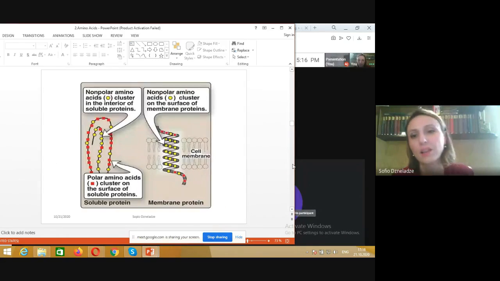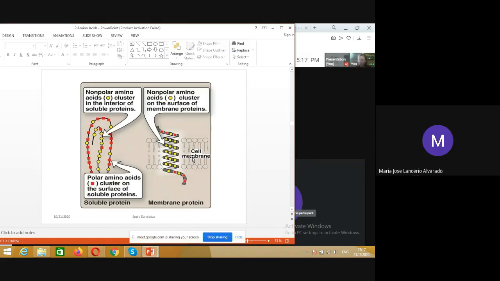Now let's talk about the location of non-polar and polar amino acids in the protein. Maria, please. Nonpolar amino acids cluster in the interior of soluble proteins. Polar amino acids cluster on the surface of soluble proteins, and nonpolar amino acids cluster on the surface of membrane proteins, like the cell membrane.